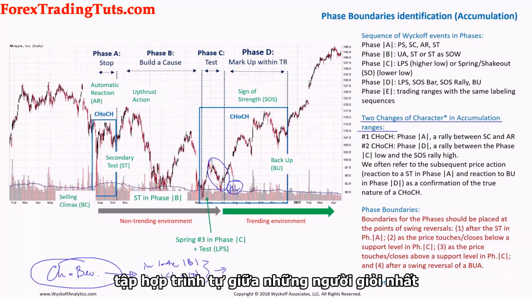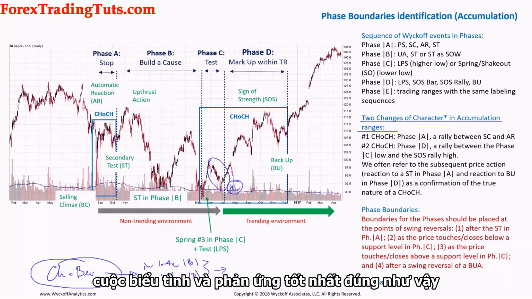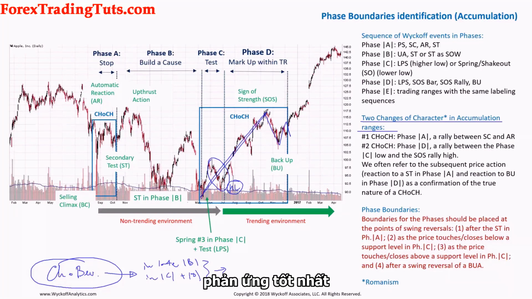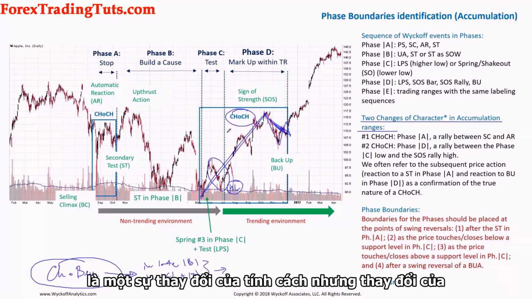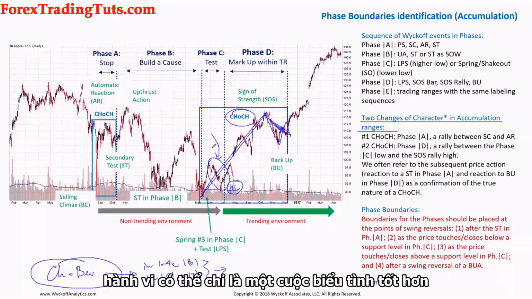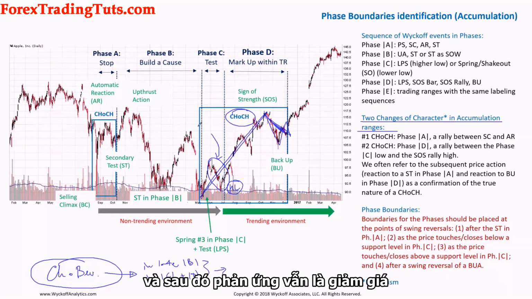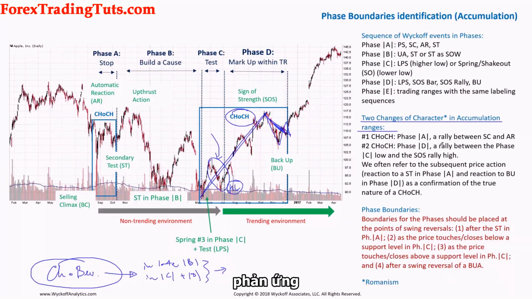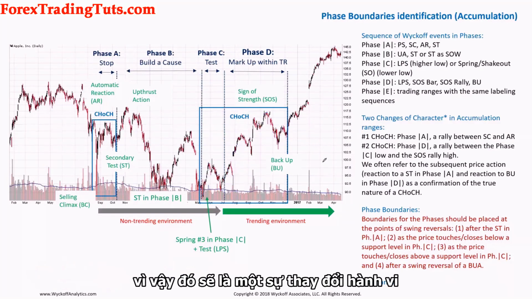confirming the best rally, the sequence between the best rally and the best reaction, right? So here's that sequence, the best rally and then the best reaction. So here it is throughout this whole range. So that is a change of character, but a change of behavior could be just a better rally and then the reaction is still bearish, or a usual rally and then a better reaction. So that would be a change of behavior.